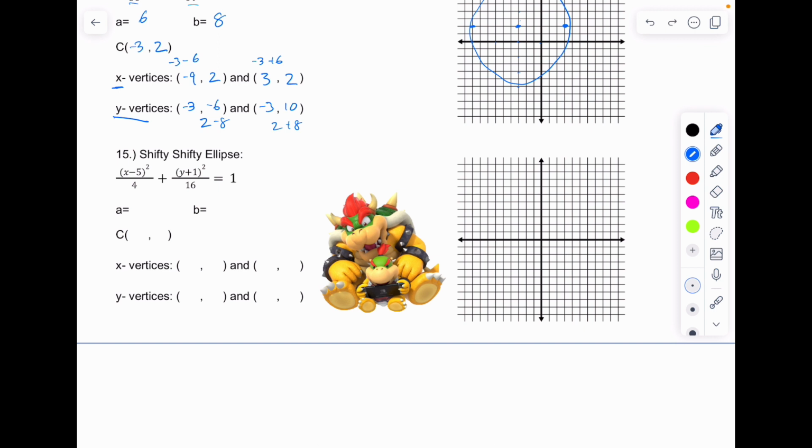And last but not least, can you do this last shifty ellipse? I believe in you. You can do it. Even Dad Bowser is here cheering you on. You can do it. Go, little Bowser. Sorry, I don't mean to call you a Bowser.